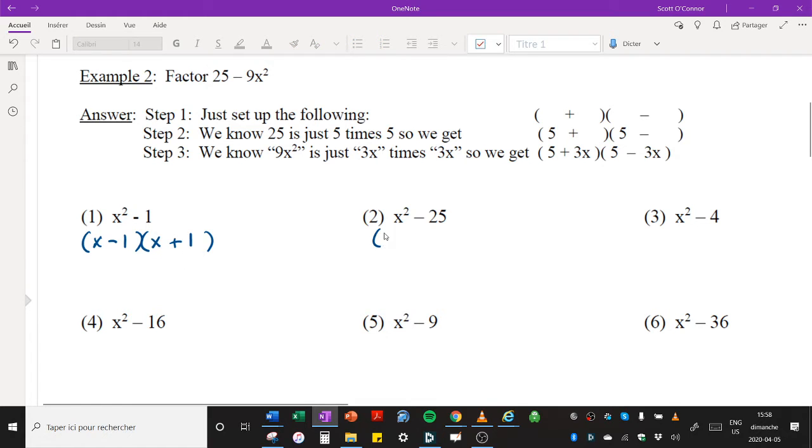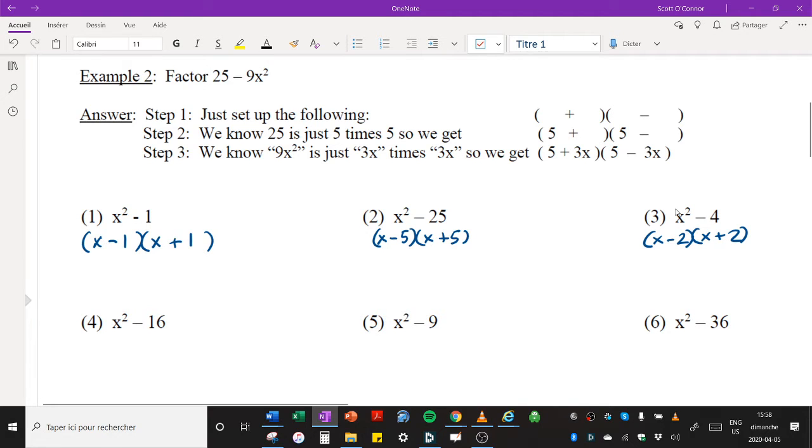Same thing over here. I set it up. X times x equals x squared. If I square root 25, I get 5. X minus 5 times x plus 5. And you can see it continues on like this. It's pretty easy to see this pattern. Okay, so x minus 2 times x plus 2.